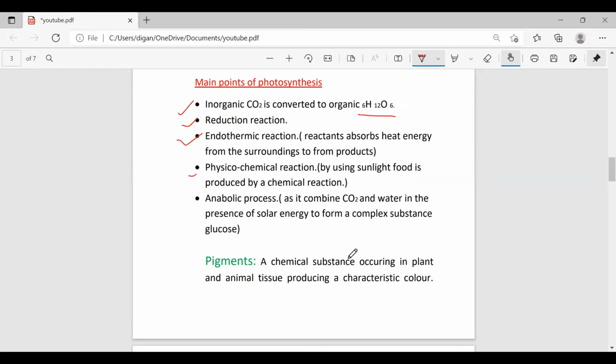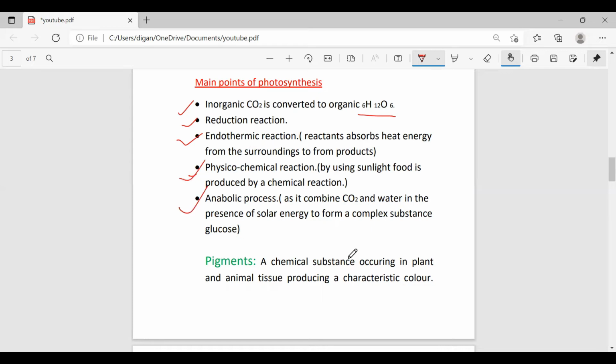Then the fourth point is that it is a physiochemical reaction. What does physiochemical mean? In the photosynthesis process, both physical and chemical reactions take place at the same time. It traps the light energy, and using that light energy, food or glucose is produced by a chemical reaction. Both physical and chemical reactions take place, that's why it is known as a physiochemical reaction.